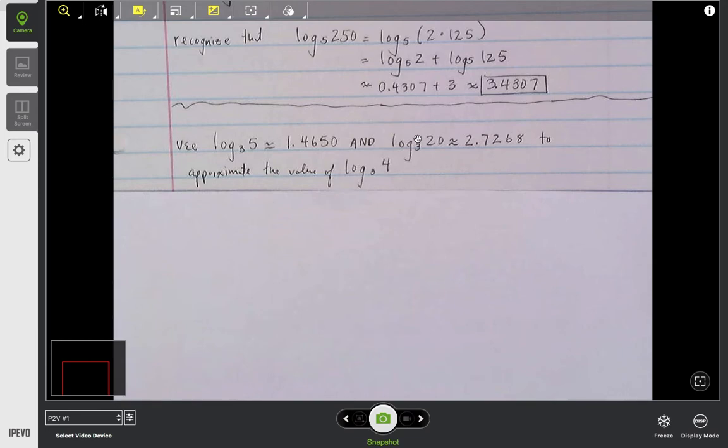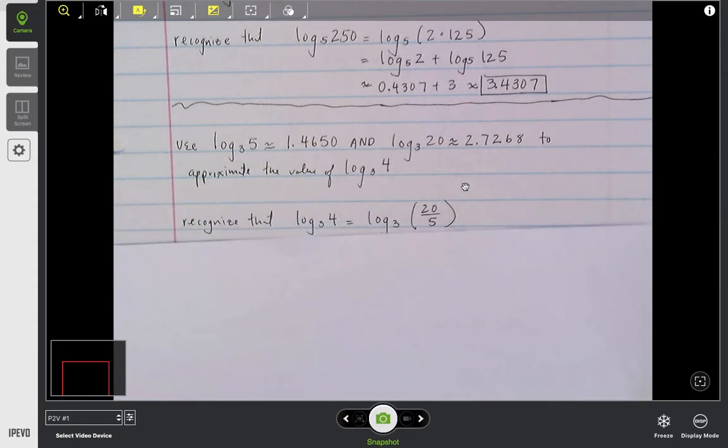So where's the connection there? Really, the thinking here is, how can I use the numbers 5 and 20 to connect to the number 4? You may have guessed it, I'm going to use the quotient property and rewrite log base 3 of 4 as log base 3 of 20 divided by 5, which is just another name for 4. These two are more useful to me because I know approximately what log base 3 of 20 and log base 3 of 5 are.